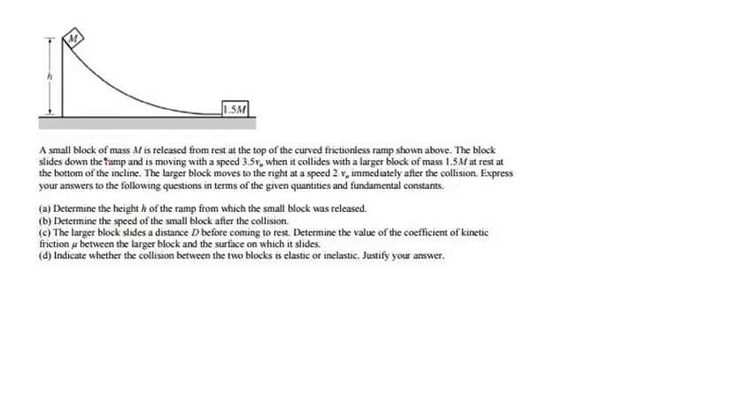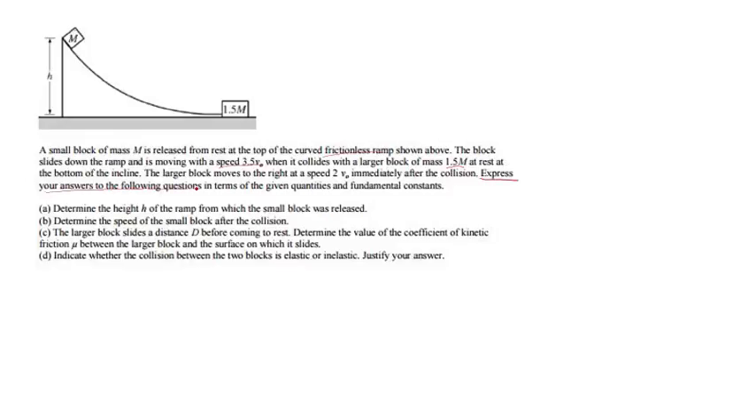All right, so a small block of mass M, it looks like this guy up here, is released from rest at the top of the curved, frictionless, that seems important, ramp as shown above. The block slides down the ramp, moving with a speed of 3.5 v naught, when it collides with the larger block of mass 1.5 m at rest at the bottom of the incline. The larger block moves to the right at a speed of 2 v naught immediately after the collision. Okay, so we've got a lot going on here, but this is the important part.